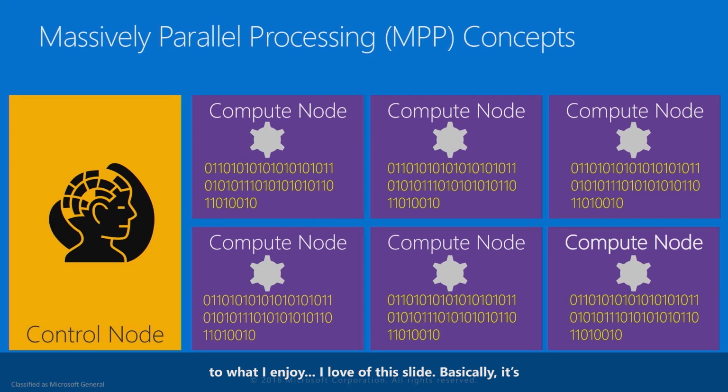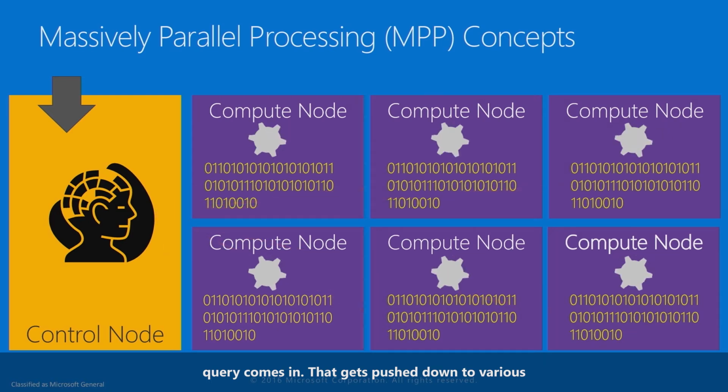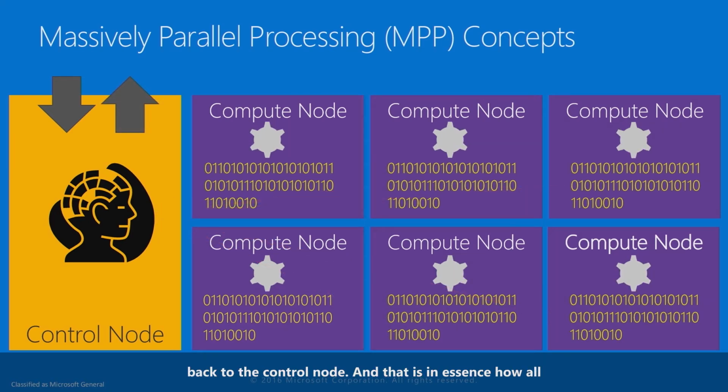I love this slide. Basically, it's giving you the opportunity to talk about the architecture within Azure SQL Data Warehouse, and how it's able to get that scale. On the left, you've got the control node, which is the brains of the operation, really. And the purple bricks, so to speak, is where you've got compute nodes that do what I call the grunt work. A query comes in and goes to the control node, which then decides where it should get processed. The query gets pushed down to the various compute nodes that do the work, which returns the answer back to the control node. And that is, in essence, how all big data architectures work at a high level.